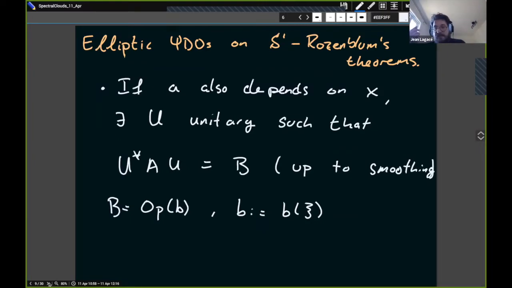And the rest of the procedure is based on a recursive algorithm to use the principal part that we have transformed into an operator depending only on the momentum variable, in order to cancel out the rest of the dependence on x. So what do these theorems tell us? I mean, they're a bit technical, but what they tell us at the end of the day is that if my symbol depends only on xi, then I know the spectral asymptotics really well.